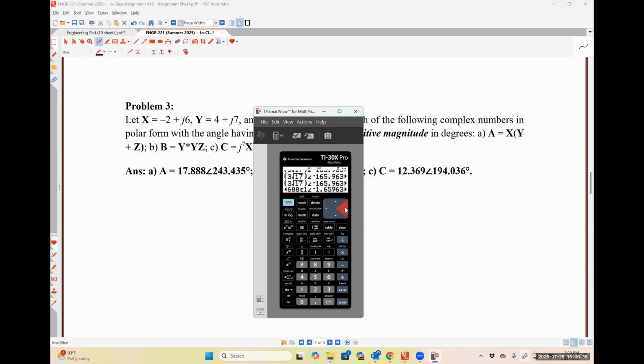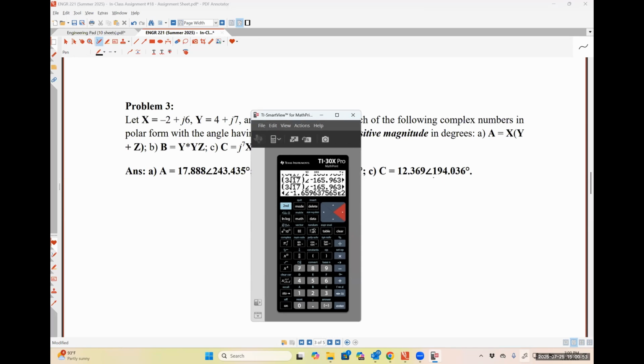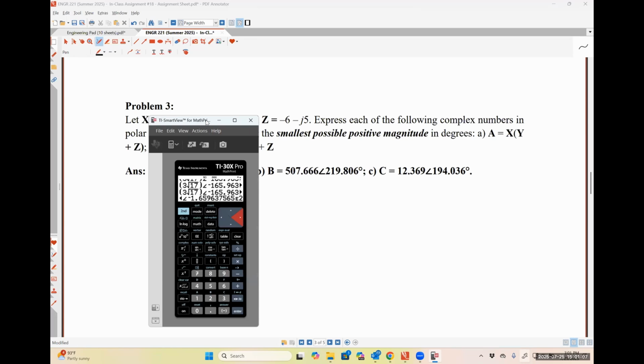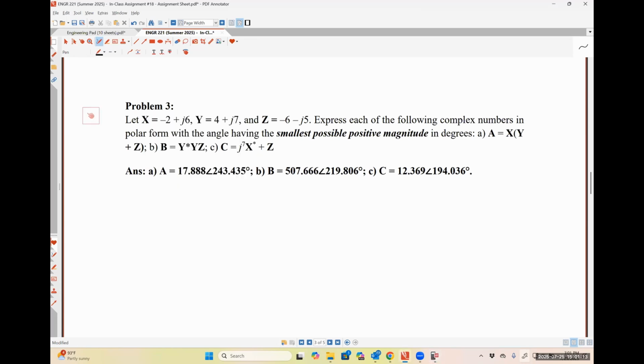The angle it gave me is, God, it does it with the angle too. That's horrifying. Negative 165.964 degrees. So the answer that I provided you right here is 194.036 degrees. So why did I get something different? Well, your calculator is always going to give you a result somewhere between negative 180 degrees and positive 180 degrees. But here in the problem statement, I say that I want the smallest possible positive angle.